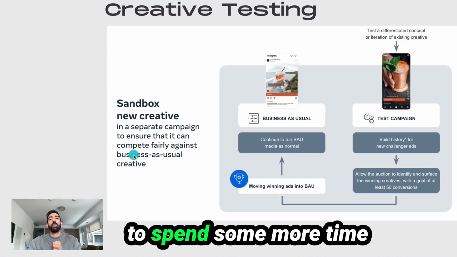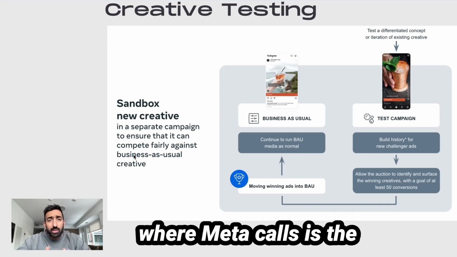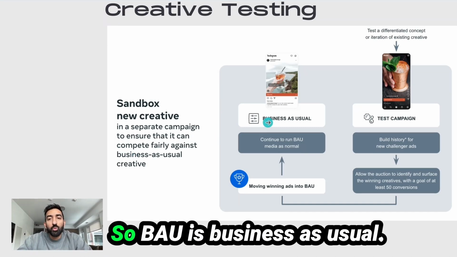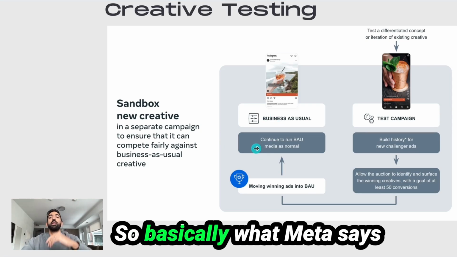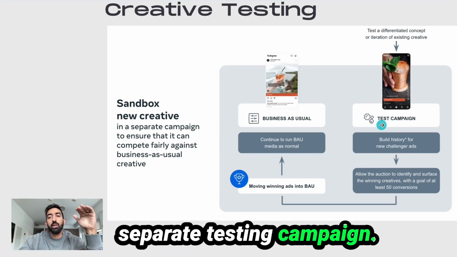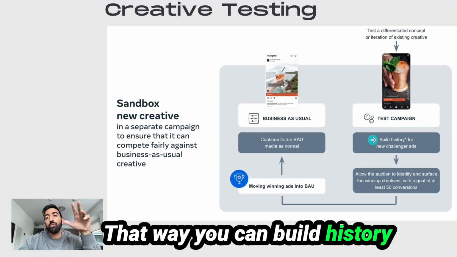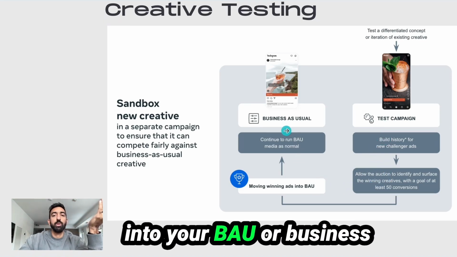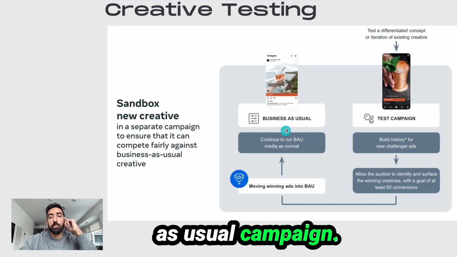So this is where I wanted to spend some more time, where Meta calls the creative testing their sandbox environment. So BAU is business as usual. So basically what Meta says is you should always have a separate testing campaign. That way you can build history for new challenger ads, and then once you find a winner, you can move it into your BAU or business as usual campaign.